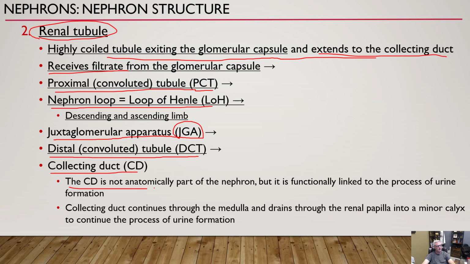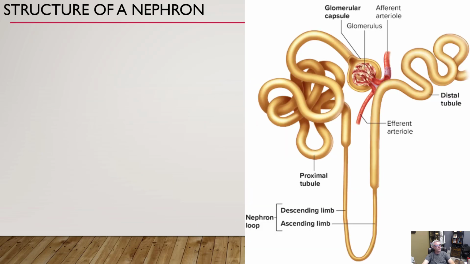And remember, I said the collecting duct is not anatomically part of the nephron, but it is functionally linked to the process of urine formation. And then the collecting duct will go through the minor calyx, then the major calyx, and it will drain into the ureters. So here we have our Bowman's capsule. This is our renal corpuscle. And then this is where our filtrate comes.